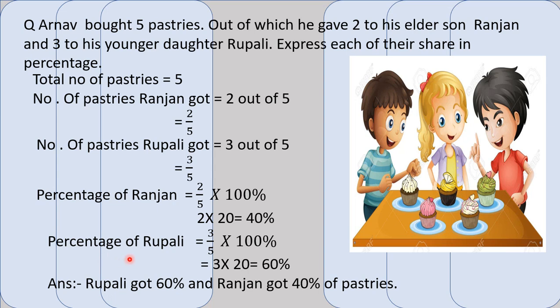Similarly, we can find the percentage of Rupali, that is 3 by 5 into 100%. 3 into 20 is equal to 60. So we can say Rupali got 60% and Ranjan got 40% of the pastries. Now here, by using the percentage, we can say that Rupali got more pastries than Ranjan in terms of percentage.